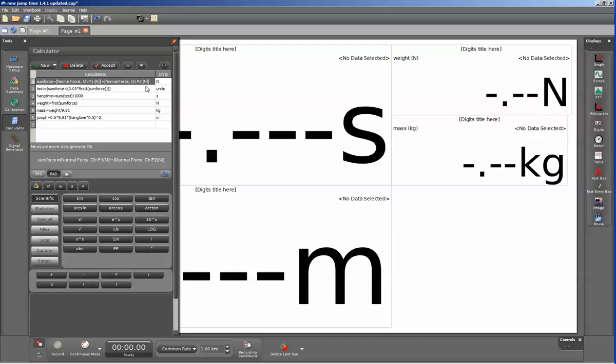This workbook can also be configured for a single force platform. So the first line is summing the normal forces from two force platforms. This can be done either with a one-axis or a two-axis force platform.